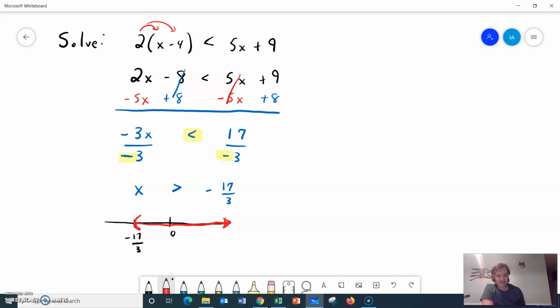And when I turn that over to interval notation, it'll be parentheses negative 17 thirds, and then for the arrow going to the right, it'll be infinity parentheses.